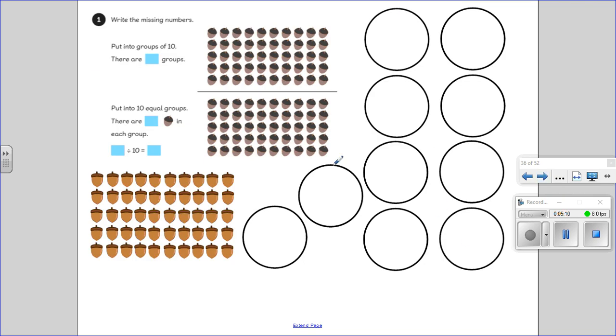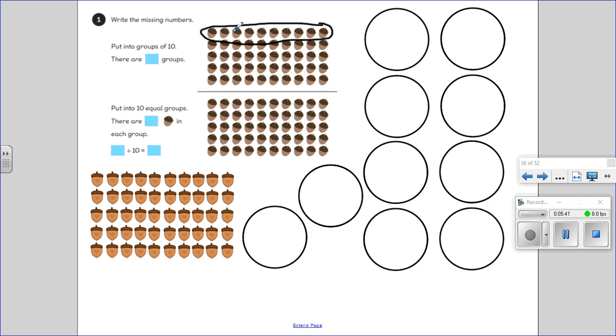Okay, so this is similar to what we did with dividing by 2 and dividing by 5. Today we are just dividing by 10. So remember everything you did yesterday and apply it to what we're doing today. Okay, write the missing numbers, put into groups of 10. So if you're putting them into groups of 10, what do you need to do? Yes, I need to circle my groups of 10, actually group them into groups of 10. So double check that you've got that many.